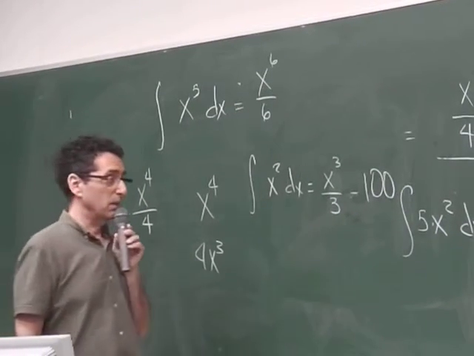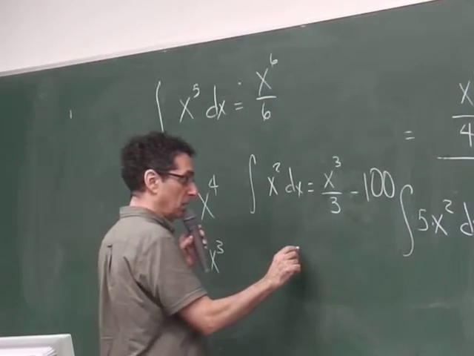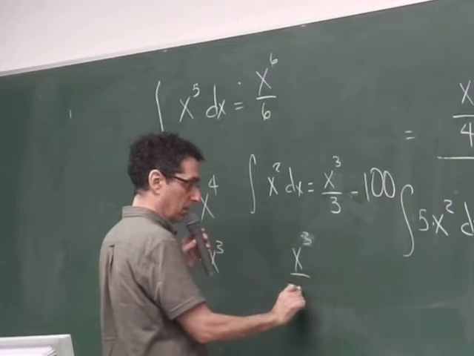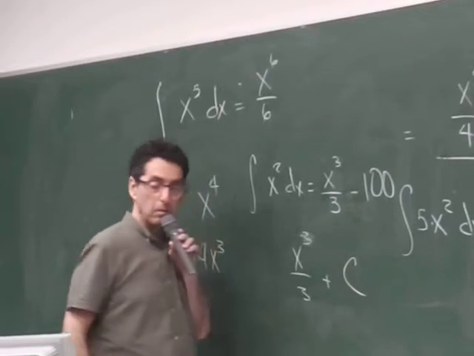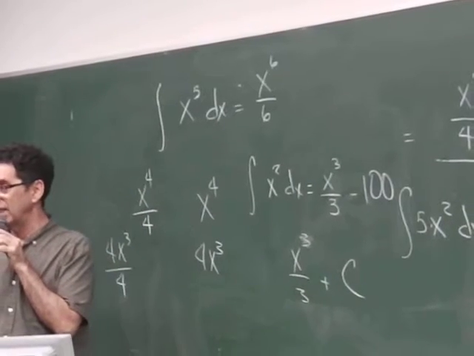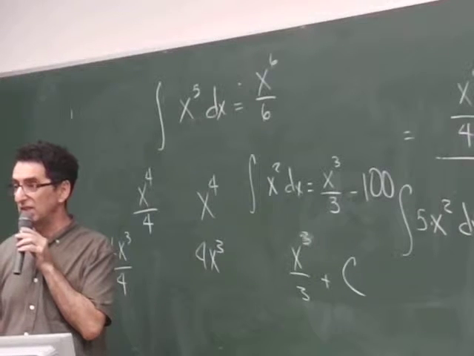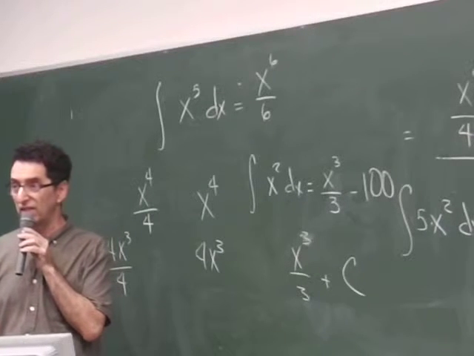So what's the answer actually? We'd say the answer is this, plus any constant c. Okay, because whenever you take the derivative of the constant part, you just get zero. Is this clear?